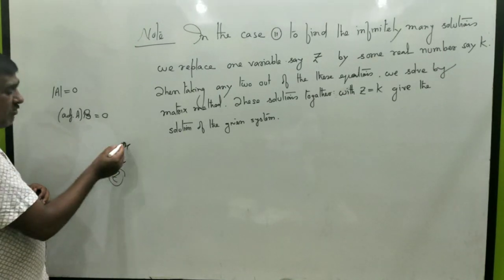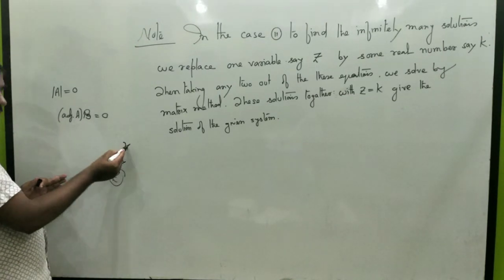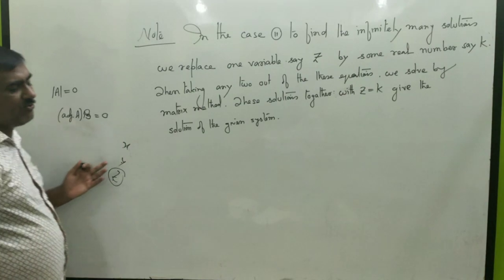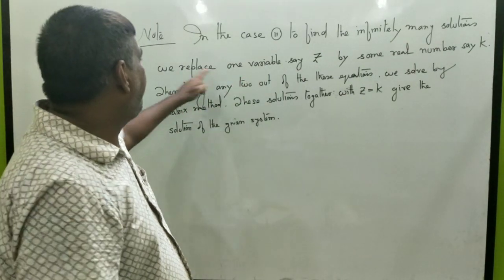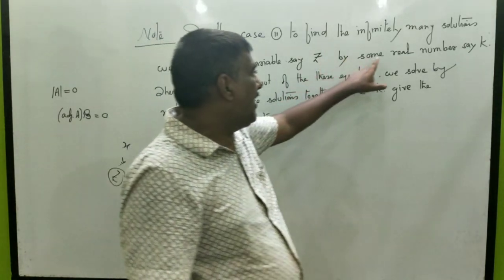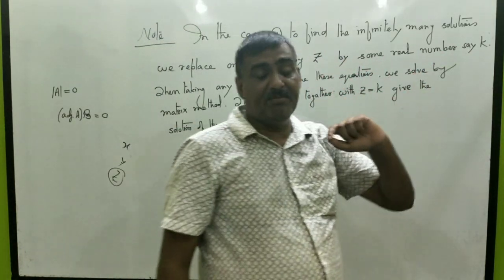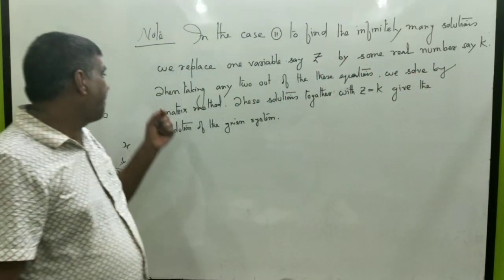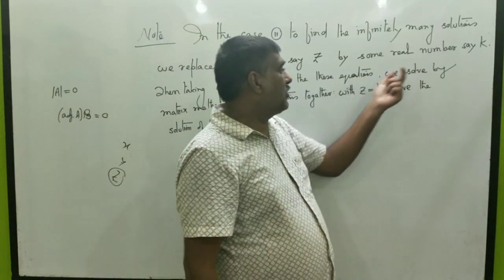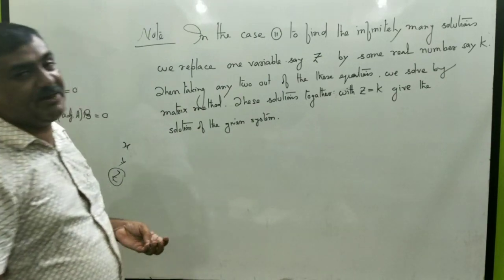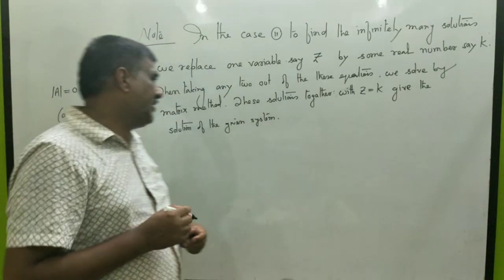तो suppose x को भी पकड़ सकते हो, y को भी, z को भी। তো সাপোজ আমি z-কে ধরলাম, we replace one variable say z by some real number say k. Then taking any two out of these equations, we solve by the matrix method.